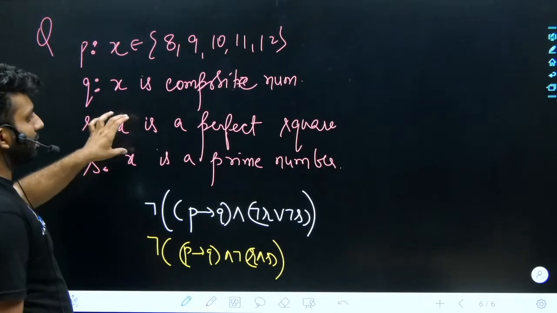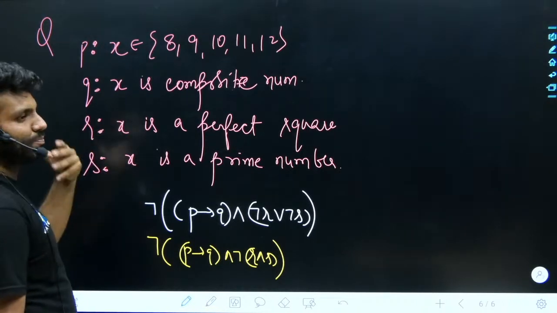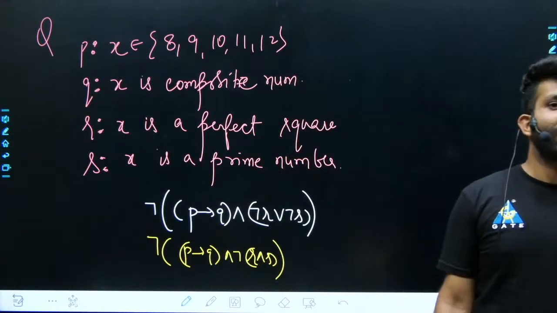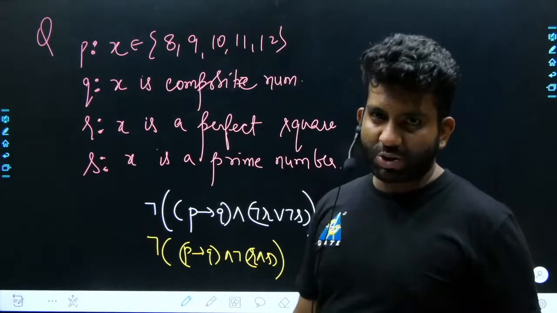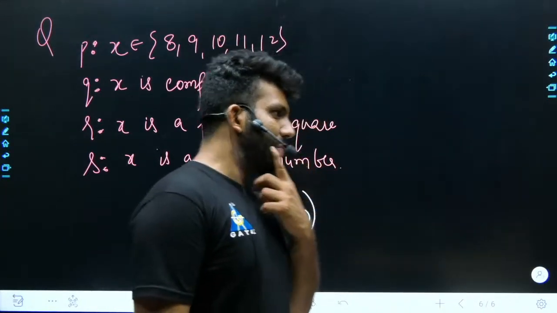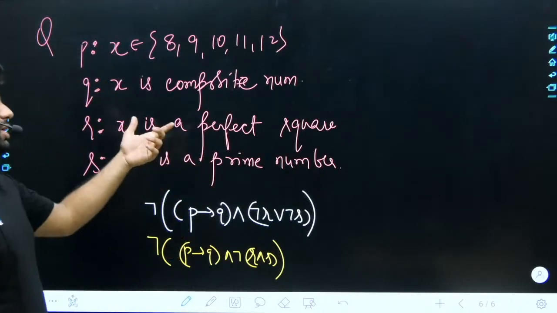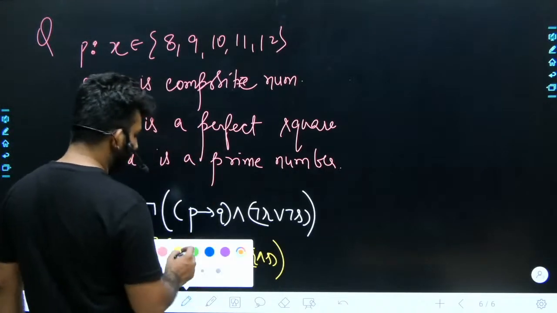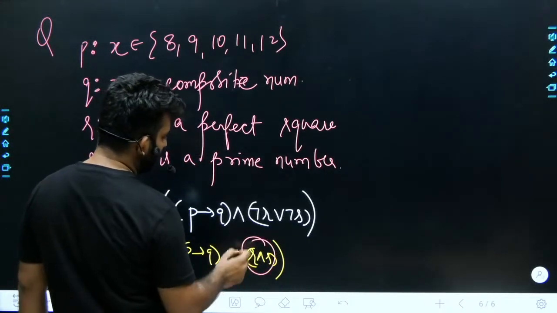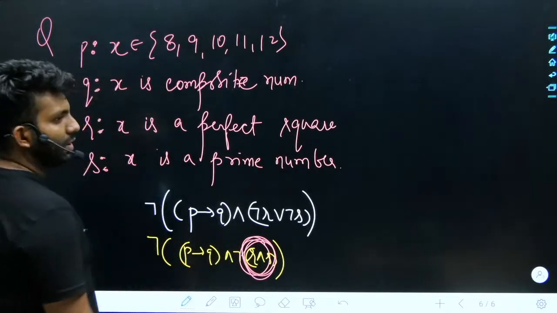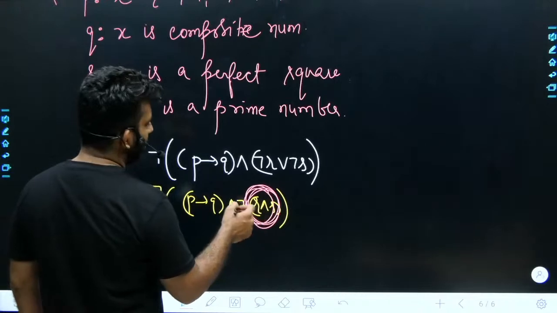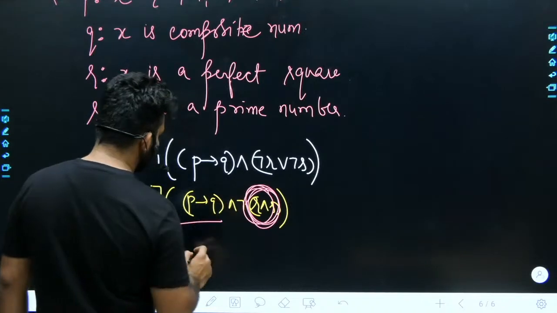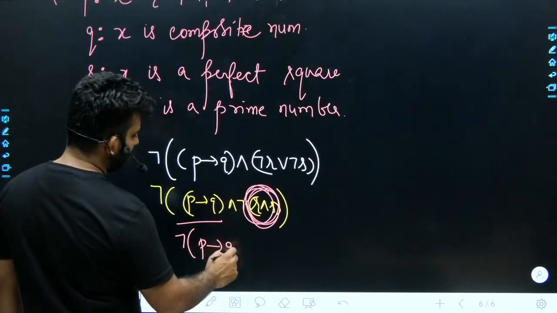There is no such number which is a prime number as well as a perfect square, because for a perfect square there will always be a divisor which is its root. Any perfect square cannot be a prime number. So R and S is empty, meaning false, and the negation of false is true. So ultimately we get only P implies Q.